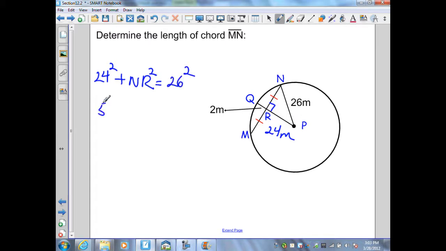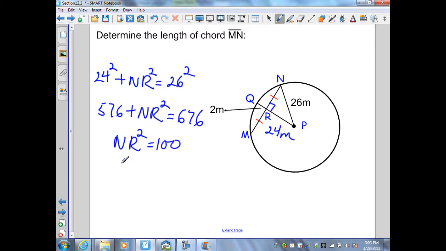That gives me 576 plus NR squared equals 676. That gives me NR squared equal to 100, and when I take the square root of both sides, NR is 10. NR is only half of MN. Therefore, the length of MN is equal to 20 meters.